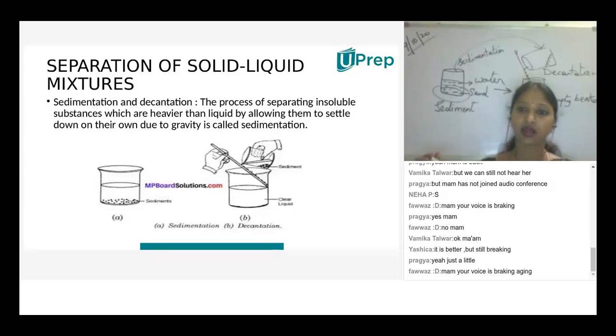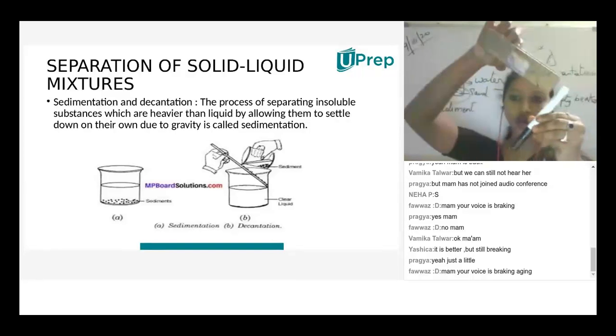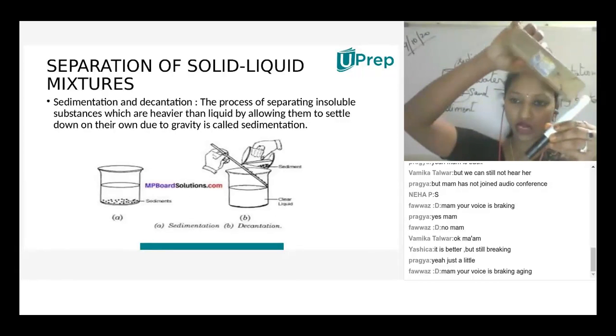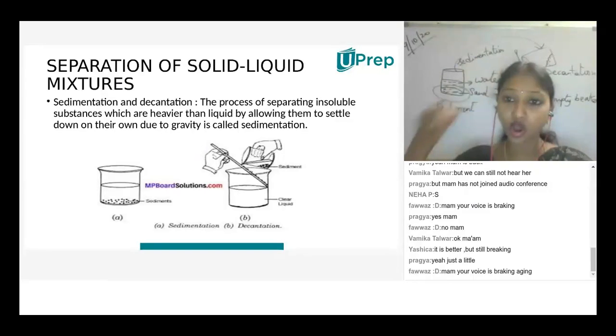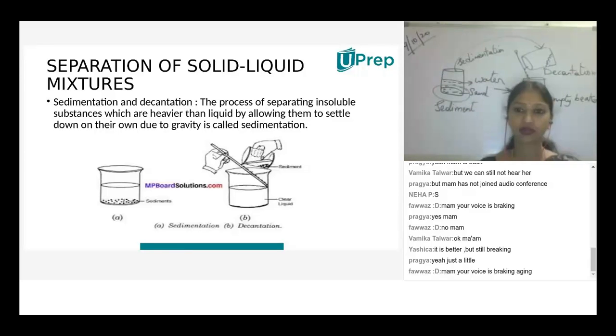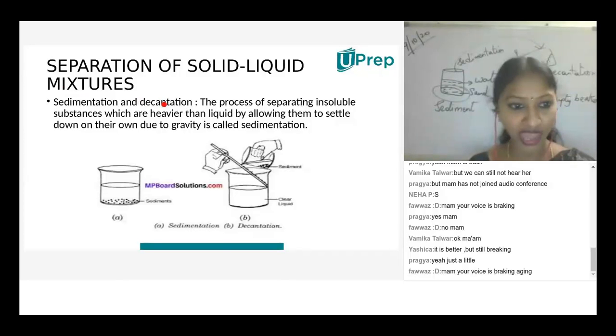That stick-like structure is known as a glass rod. So on the glass rod, I pour and do the decantation so that the process is very slow. Only drop by drop will pass, so that the solid is separated from the liquid. Understand? Yes. This is known as a separation technique, like solid separated from liquid. This process is known as sedimentation and decantation.